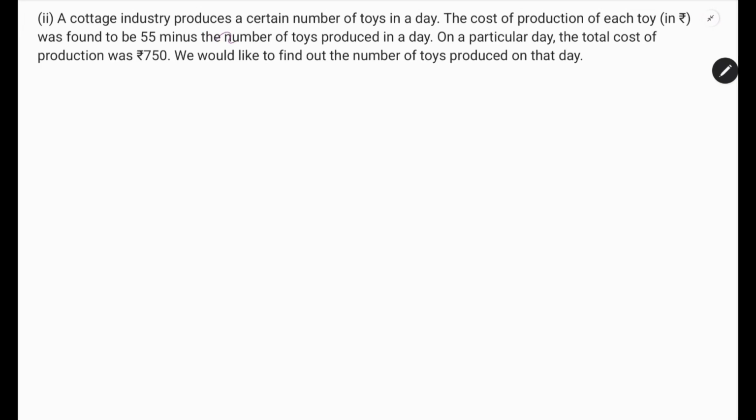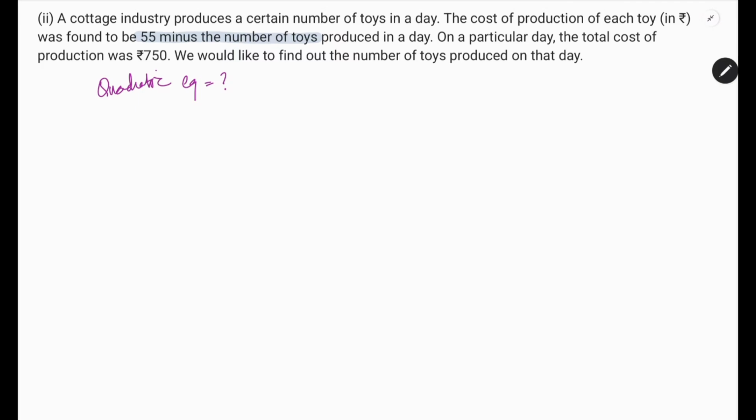A cottage industry produces a certain number of toys in a day. The cost of production of each toy was found to be 55 minus the number of toys produced in a day. On a particular day, the total cost of production was 750. We would like to find out the number of toys produced on that day. If we want to find that out, we need to find the quadratic equation first.